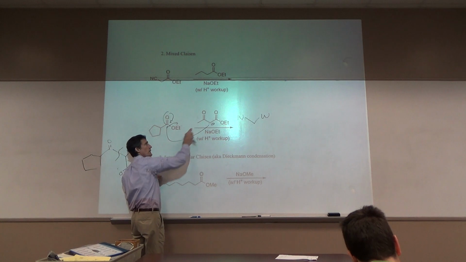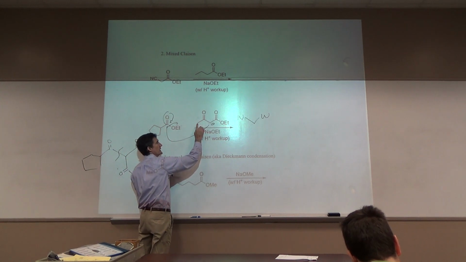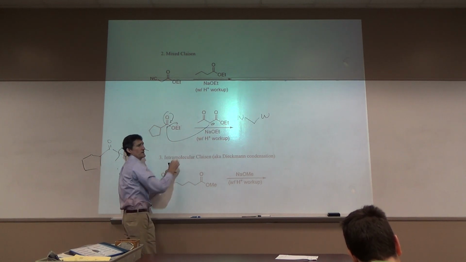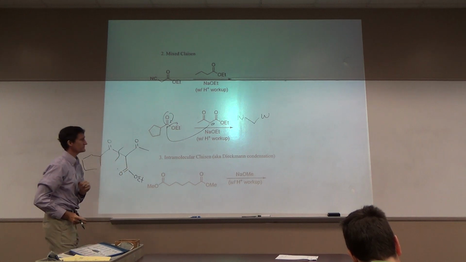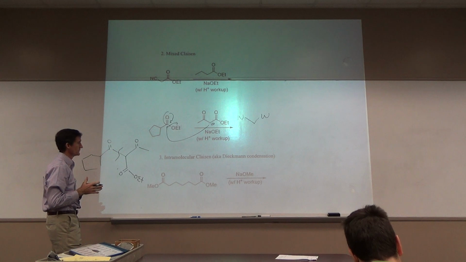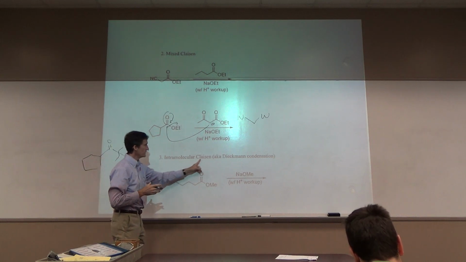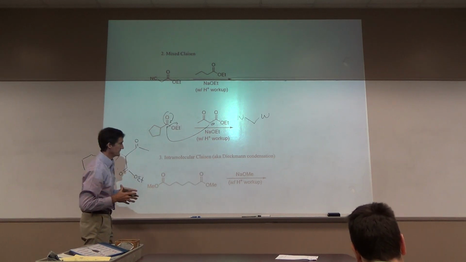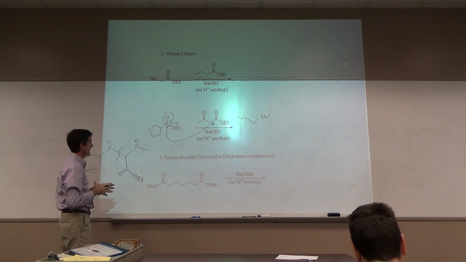And this, where if that wasn't there, this would be about 20. With this here, this is probably more like 25 to 30. Okay, down here, this is an intramolecular Claisen. This is called a Dieckmann reaction, or Dieckmann condensation.